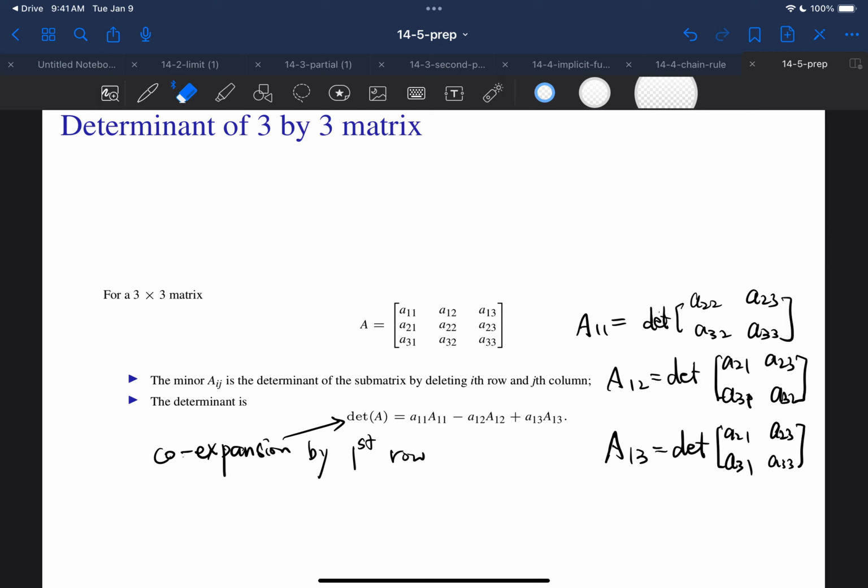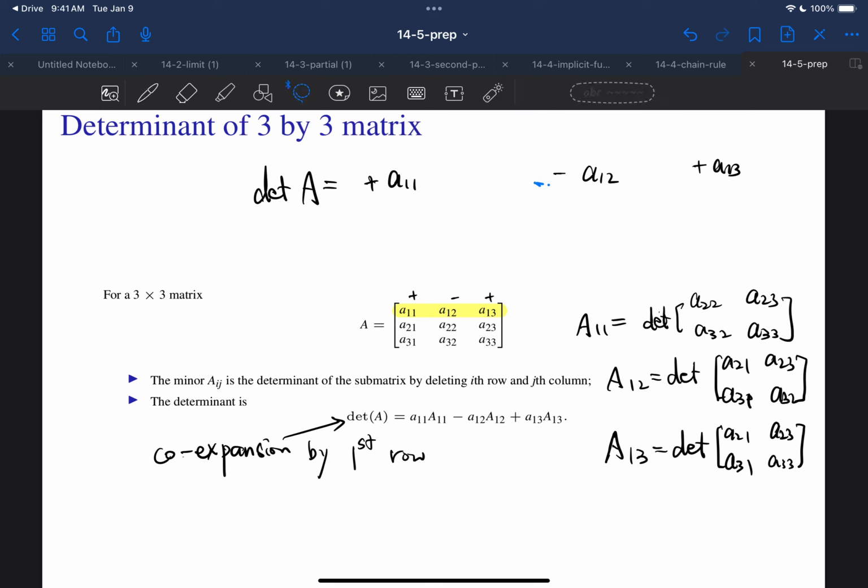So what it means is, when we expand this by the co-expansion formula, we can scan down along the first row, and we put plus sign, minus sign, plus sign. So for A11 you can just write plus A11. For A12, you put a negative sign. For A13, you put a positive sign, right?